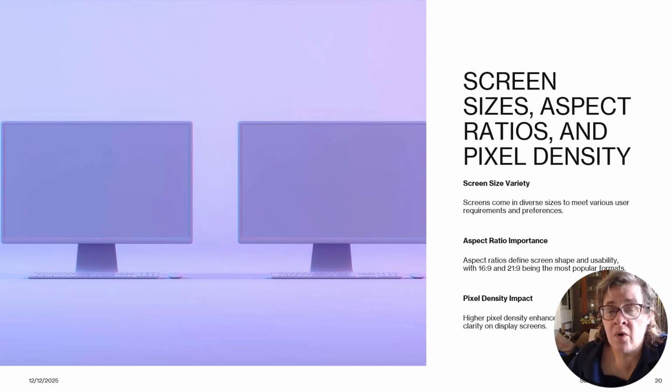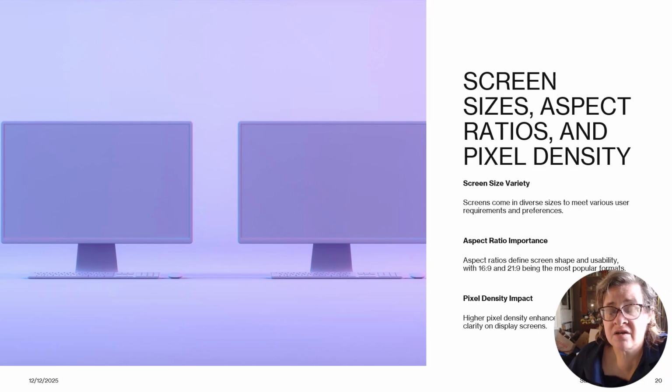Screen sizes range widely to suit user needs. And look, the smaller it is, the less you get, the less good it's going to be. The bigger it is usually the better. But also you've got to think of pixel ratio and all that sort of stuff.